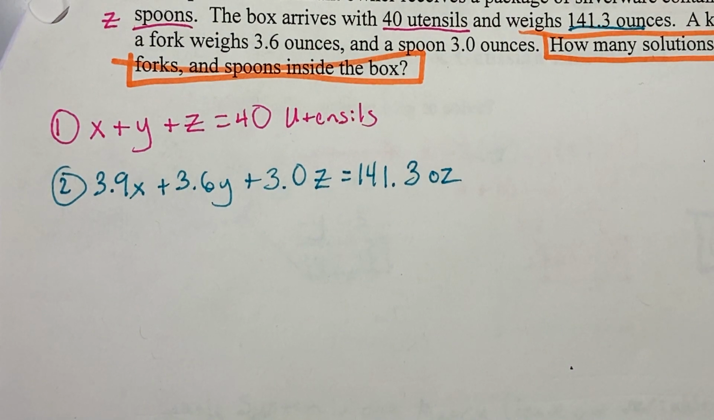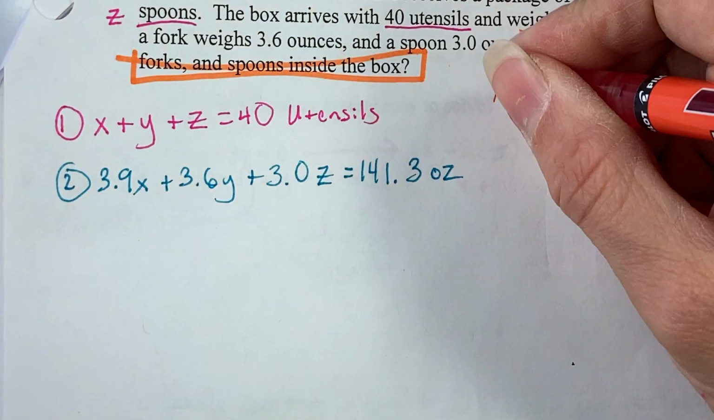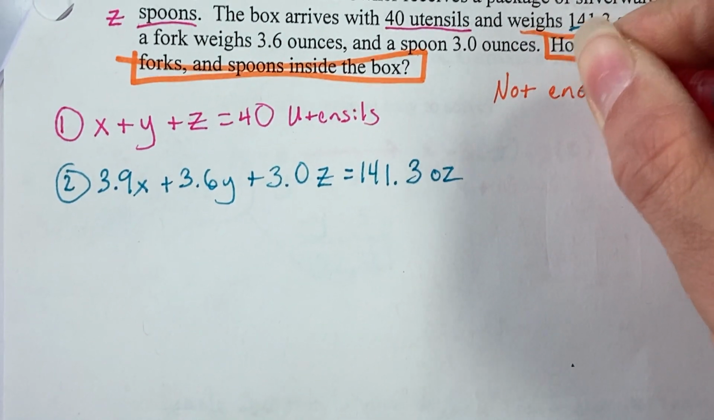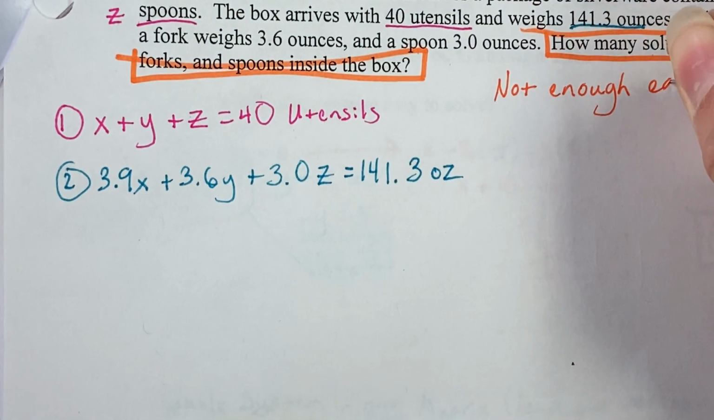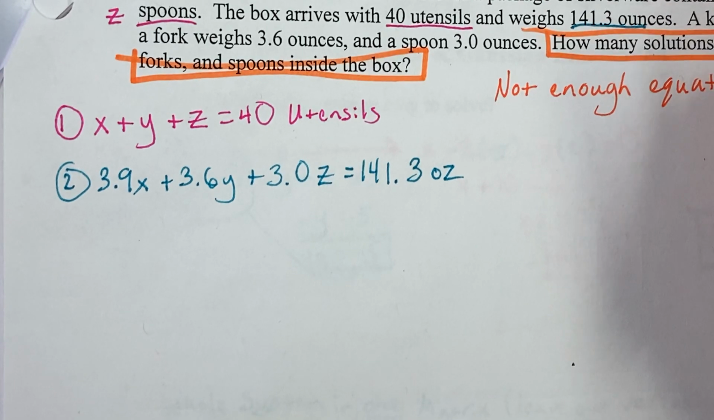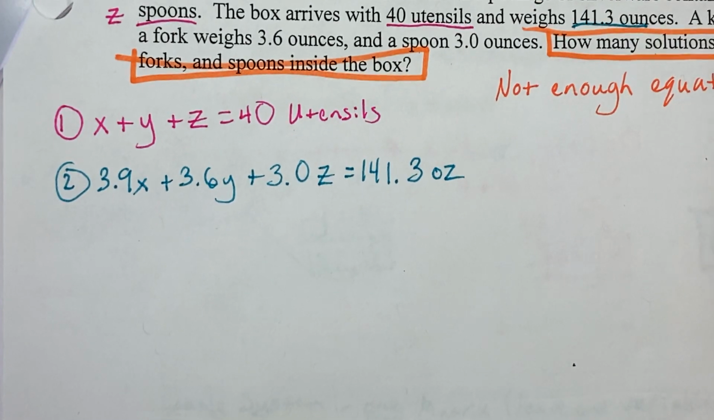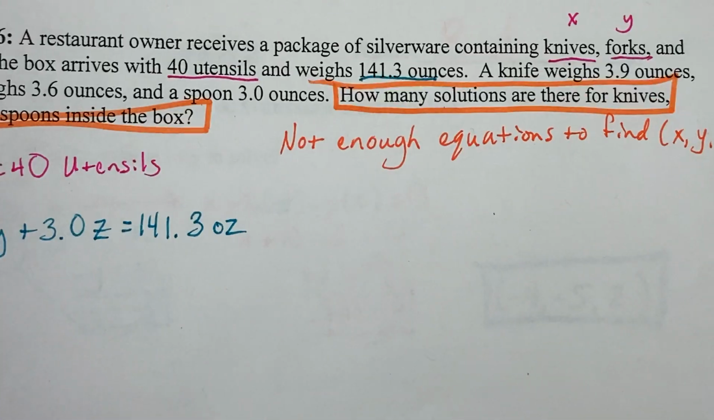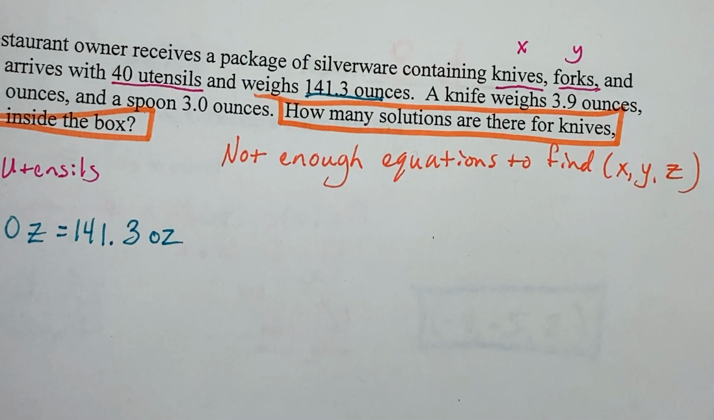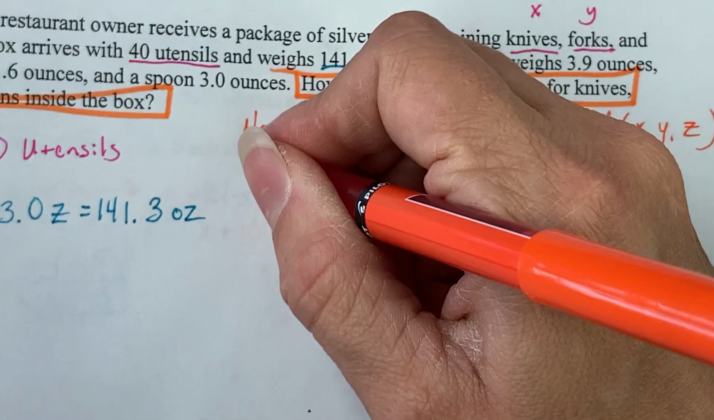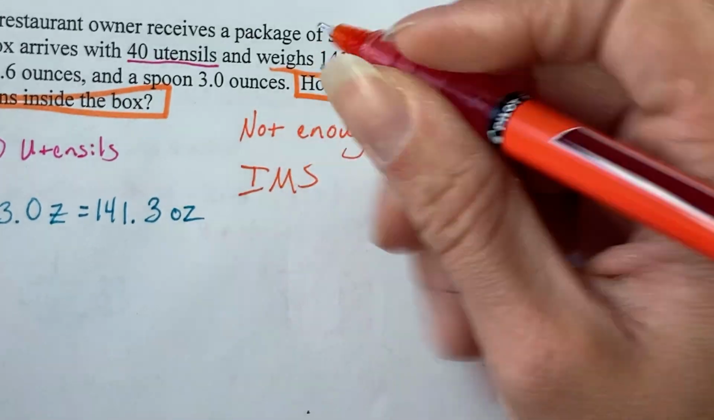And folks, at this point, we have used all of the information in the problem. So how do I know that this is going to be IMS? Not enough equations to find an XYZ coordinate. So if we have 2 unknowns, we need 2 equations. If we have 3 unknowns, we need 3 equations.